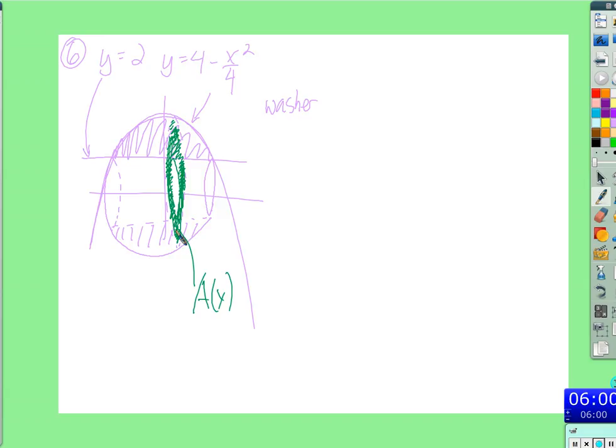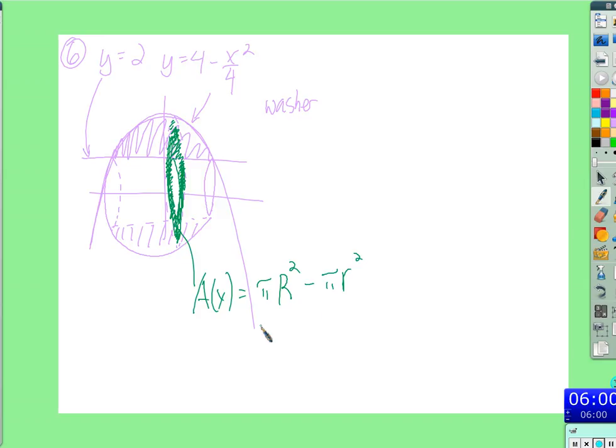Remember how we talked about the area of a circle with a circle missing would be the area of the bigger circle minus the area of the smaller circle, right? Okay, area of the larger circle is pi big R squared, minus pi little r squared, the smaller circle. So we take the bigger circle's area minus the smaller circle's area, and we have the area of this washer.